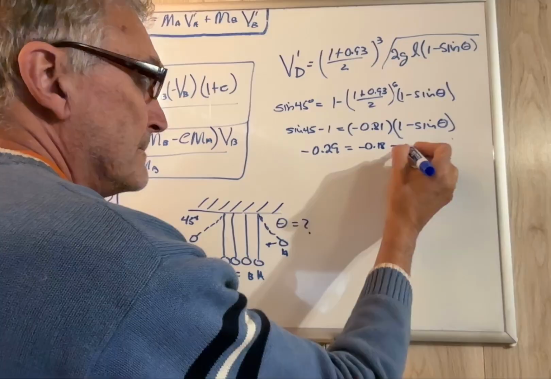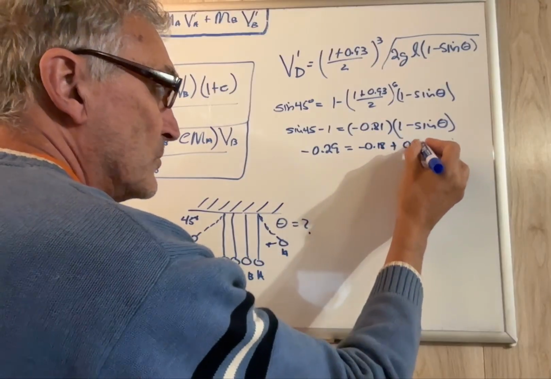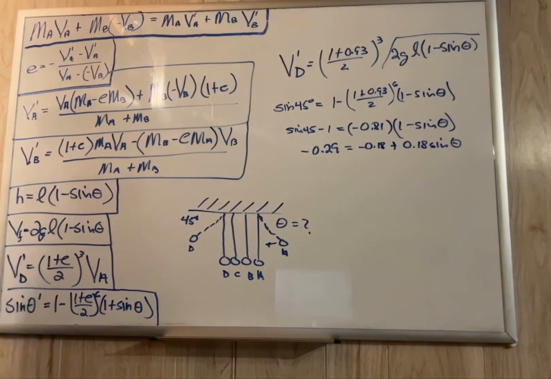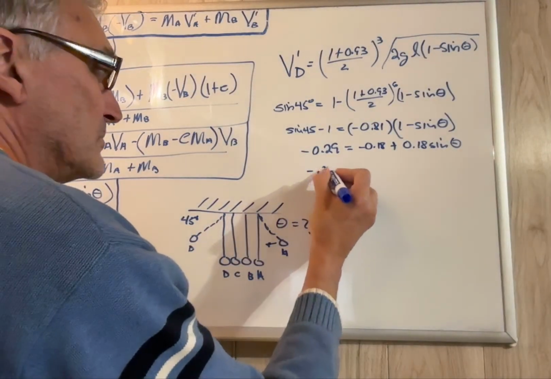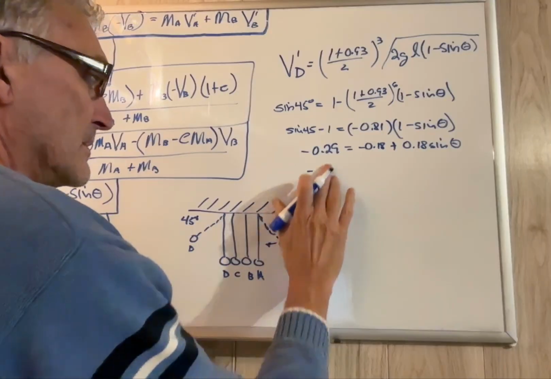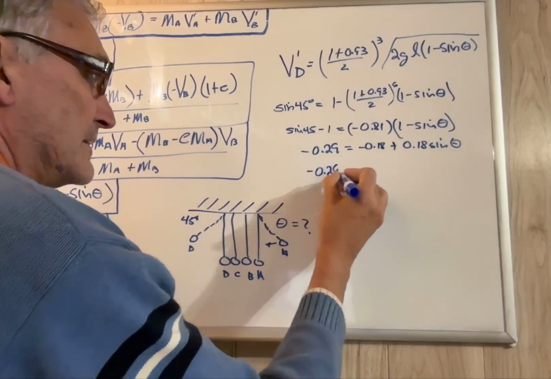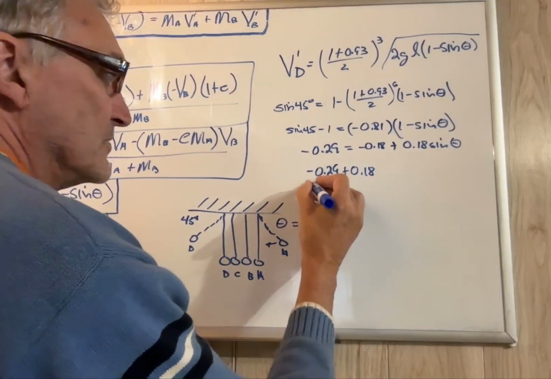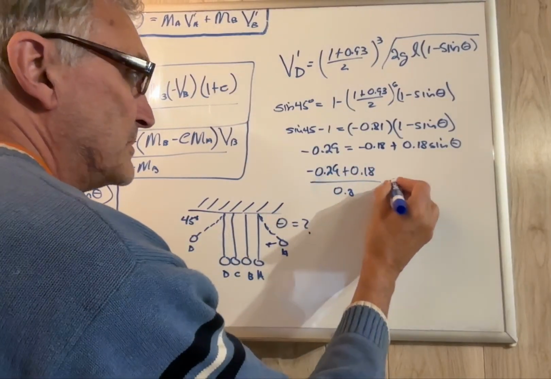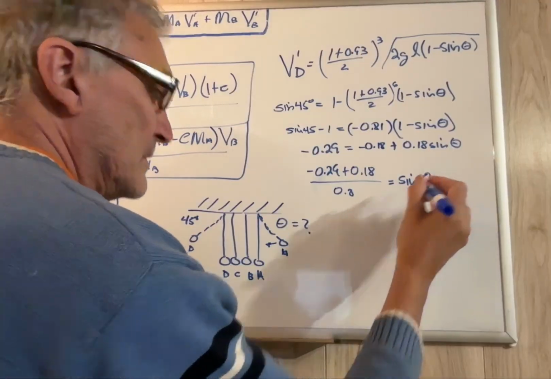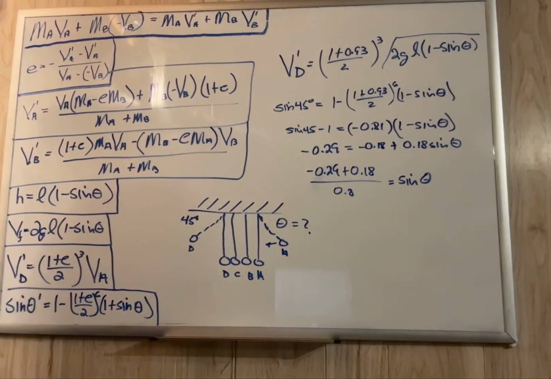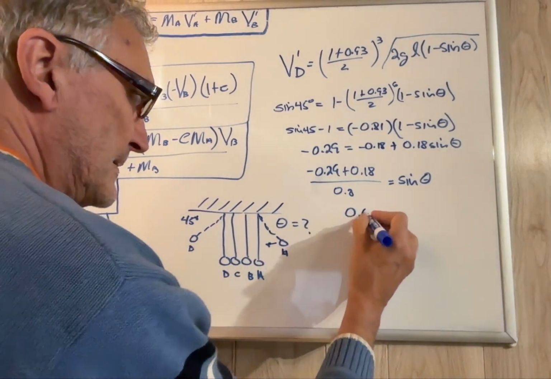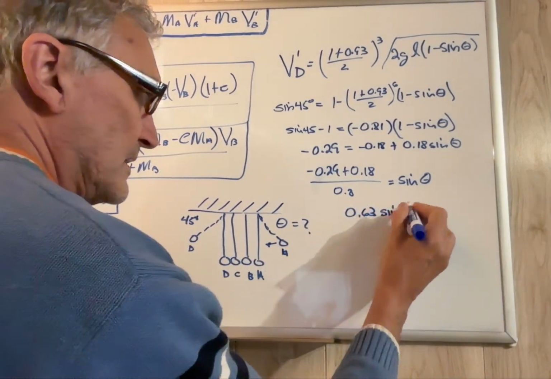Plus 0.18 sine theta. I just distributed it. That's basically what I did. So this becomes negative 0.29, then we're going to plus 0.18, and then divide by 0.18, and that's going to be equal to our sine theta. Right, so we're going to do the inverse. This number becomes 0.63 something, equals our sine theta.